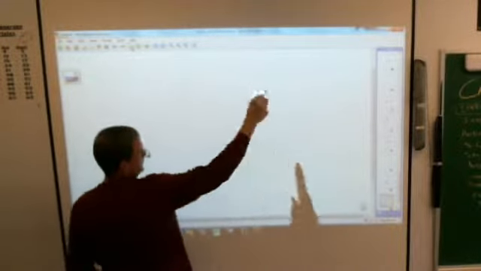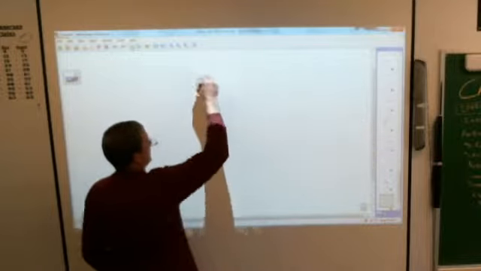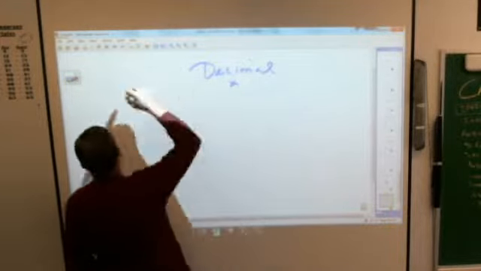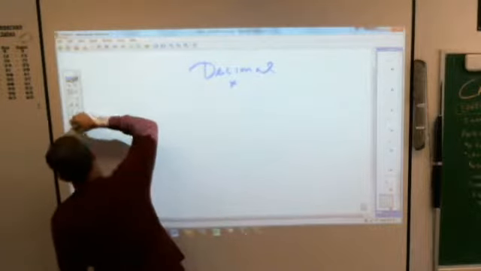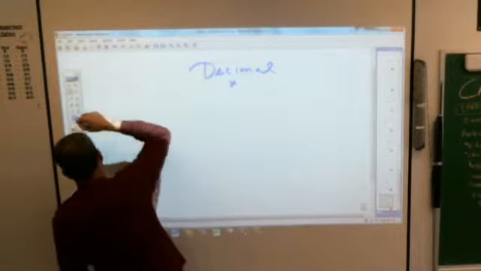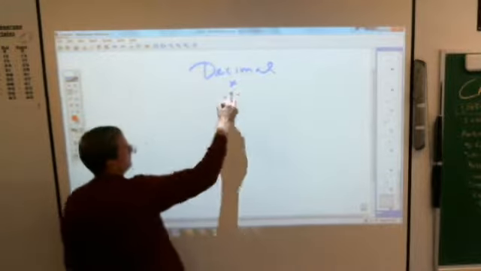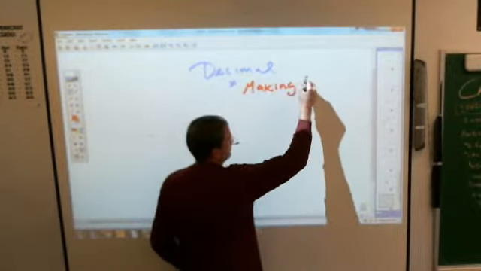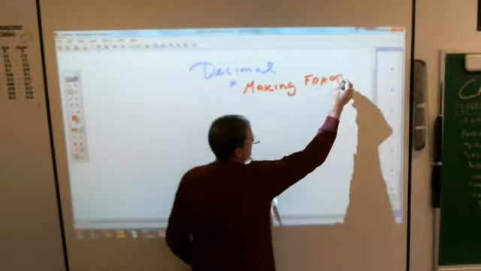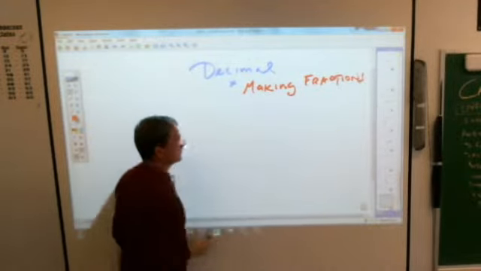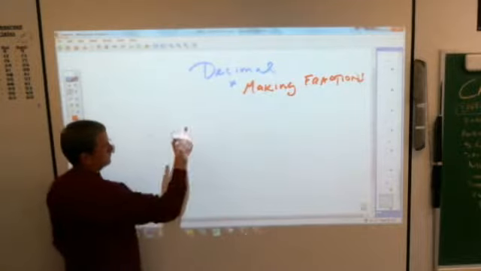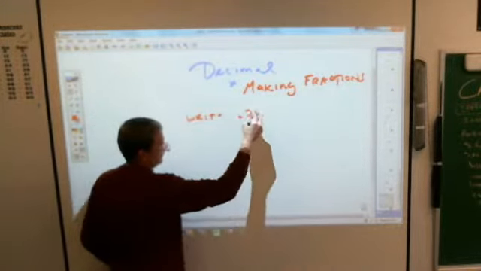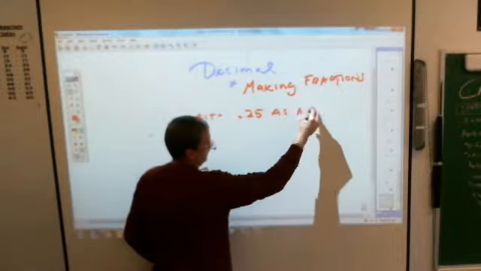Under decimals, please. A couple of things with decimals today. Number one, making fractions. For example, write 0.25 as a fraction.